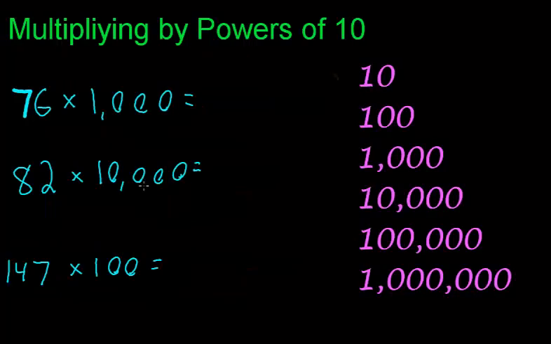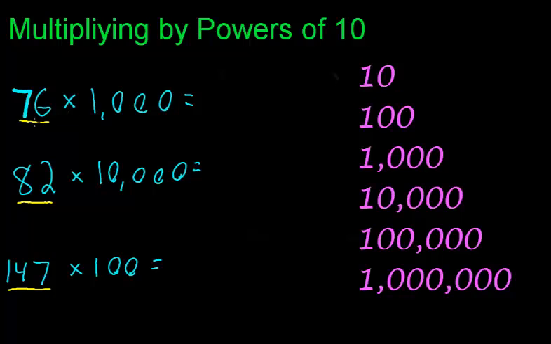Okay, so you can see on the screen now we have a little bit more difficult problems. 76 times 1,000, 82 times 10,000, 147 times 100. So our first number, instead of being one digit, is 2 or 3 digits. But it really does not change the process we do at all. So watch how I solve these.